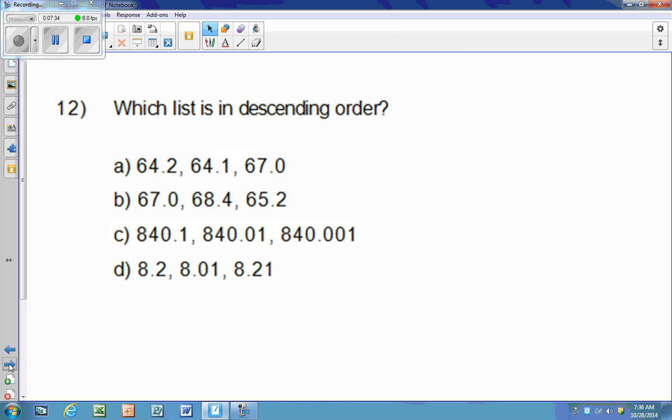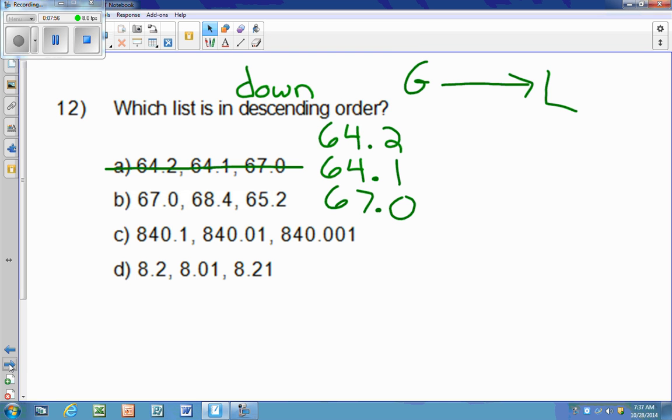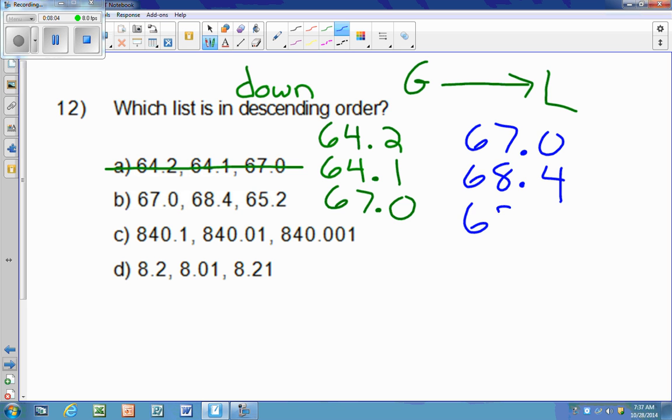Number 12, it says, what is this in descending order? Descending means to go down. If I'm going down, then I need my greatest to my least. So I look for which one, and if I stack them all, I can check to make sure they're in greatest to least. If I look at choice A, I notice this is not true because the largest one is at the end. Now I'm going to go to choice B, stack them, so that I don't make any silly mistakes. It takes time sometimes to stack, but you know you'll get your answer right. So I go from 67 to 68, so I know that's not in descending order. So now I'm going to look at the next one.